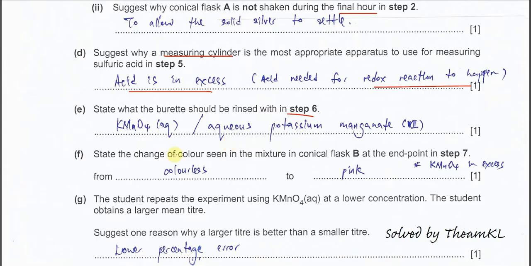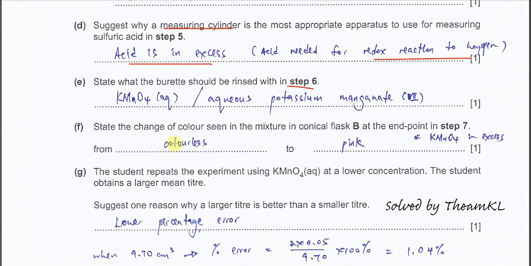Right. Okay, part F, state the change of color seen in the mixture in conical flask B at the end point in step 6. I told you just now, right? The color change will be from colorless from the iron 2. Once iron 2 finishes reacting, the extra drops of KMnO4 will turn the solution pink. So therefore, the color change will be colorless to pink, or permanent pink.